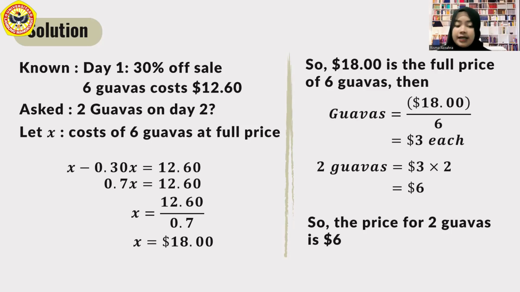So x is $18. Remember, x is the cost of six guavas at the full price, so for each guava we divide $18 over six. So each guava is $3 at the full price. Then on day two it is $3 times two, so $6. So the price for two guavas is $6. Easy, isn't it? Let's move on.